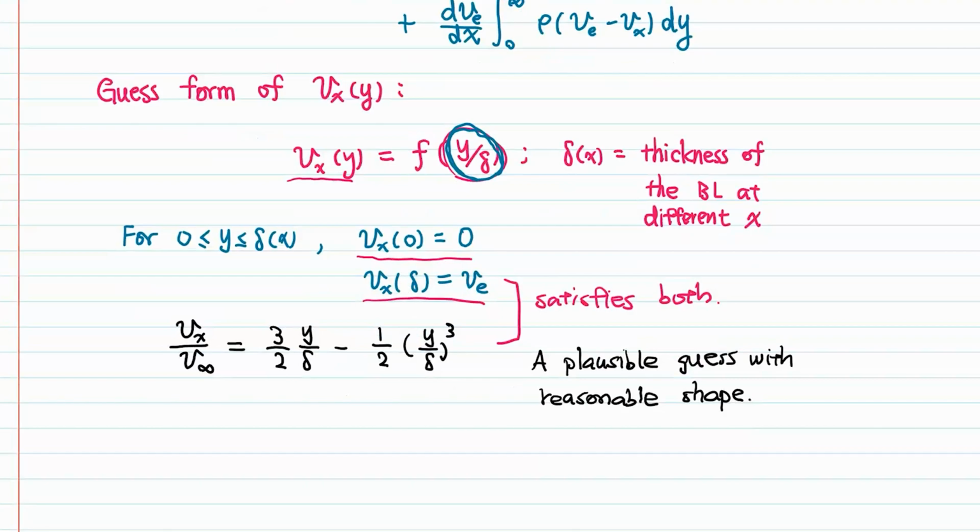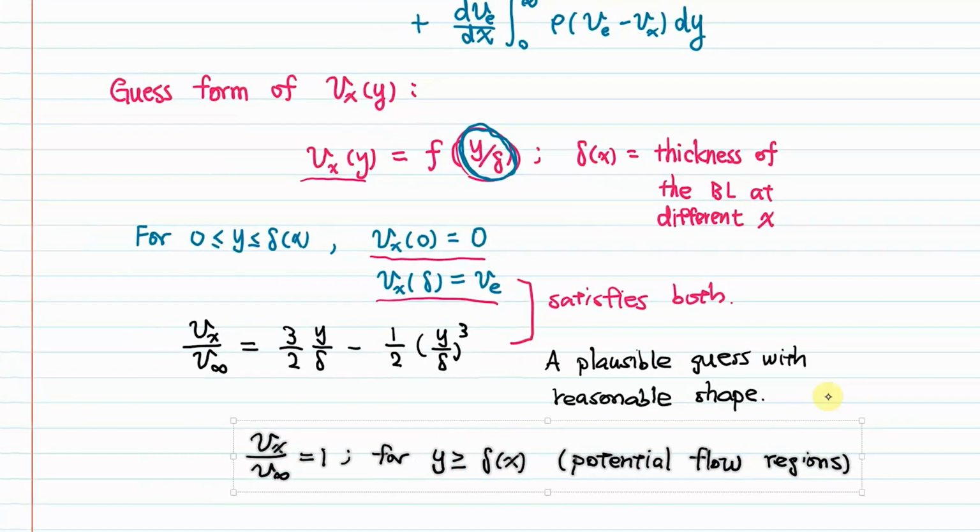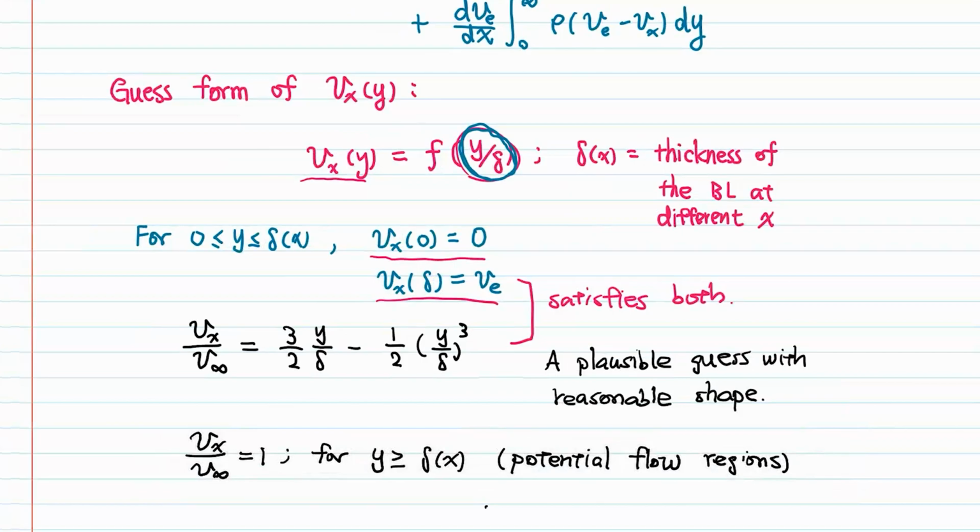Okay, so we see that for this particular guess, v sub x over v infinity equals 1 for y greater than the boundary layer thickness, meaning the potential flow region. So maybe we should also use a black color. So this is at a similar level, right? So these two must be combined to describe our velocity profile.